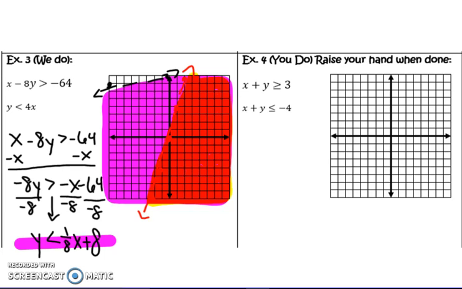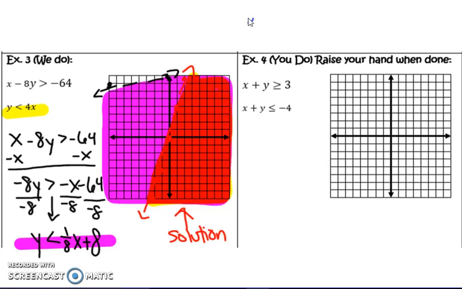Now, in this case, if we look at our solution, there's actually no yellow highlighter on our graph. That's okay. They're going to overlap, and sometimes they're going to overlap each other fully. The important thing to keep in mind is wherever they do overlap, that is your solution area.